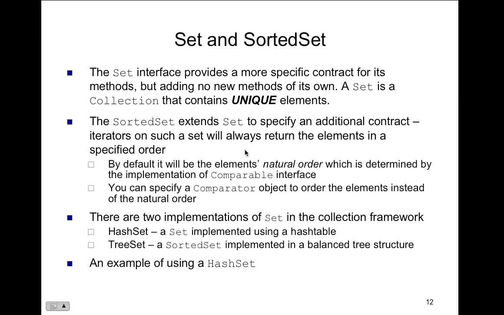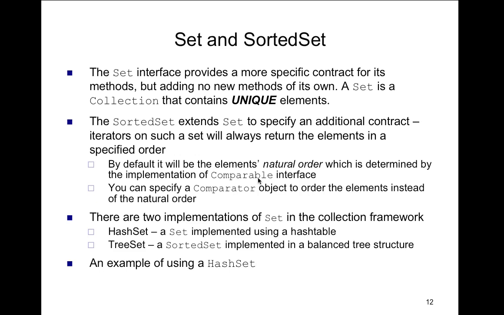So the SortedSet extends the Set to specify additional contract iterators so that you can return the elements in a specific order, backwards, forwards, alphabetical, or whatever you implement actually. Because you take this and you implement your own specific functionality using these as base classes. So you're building your more sophisticated implementation of it. By default, it will have elements in natural order, which is determined by the implementation of the Comparable interface. Just so we had an iterator to go through each item in a list, Comparable is used for: are you an instance of this? Or are you equal to this?